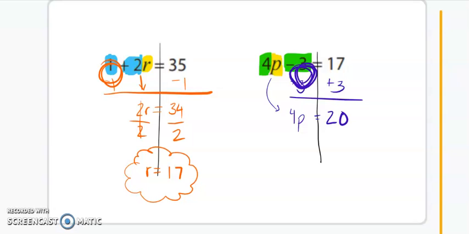So now, to finish the problem up, we're going to have to get rid of my 4 here on the left-hand side. It's got to go away. So right now we have 4 times p equals 20. So we're going to divide both sides by 4. 4 divided by 4 is 1. So I have 1p left over here. And 20 divided by 4 is 5. So p was equal to 5.